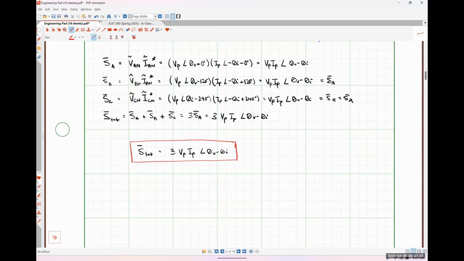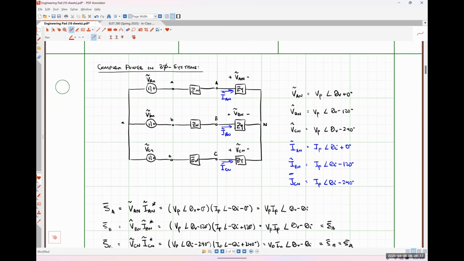Now, we express everything in this relationship in terms of our phase voltages and our phase currents. So this is a phase quantity representation, but we can do a little bit of math, not a whole lot. And what we can actually find out is how to express our total complex power in terms of line-related quantities. So line currents and line voltages, okay? So let's go back up to our diagram here, okay?